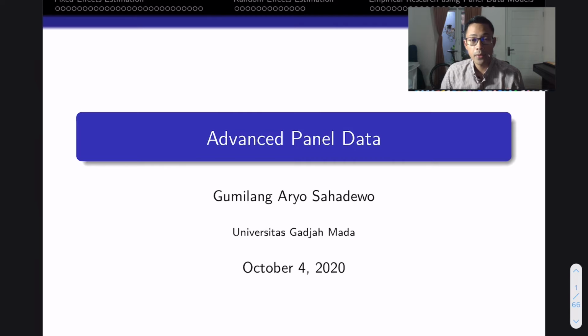So let's start with fixed effects estimation. Fixed effects estimation is one of advanced panel data analysis, and we're going to start with the structure of the data that we're going to use for this panel data analysis.